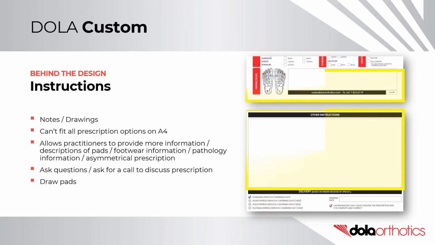It is impossible to provide all prescription options on an A4 form or even on an online form. The Instructions section allows practitioners to provide more information. This could be description of paths, further footwear information, information on the pathology, or asymmetrical prescription information when they want two prescriptions for the left and right feet to be significantly different. It also allows them to ask questions or ask for a call to discuss this prescription.